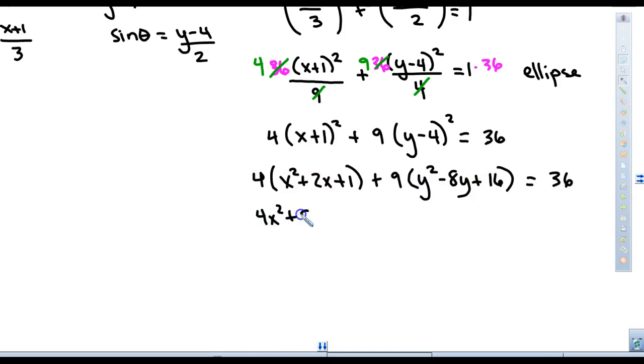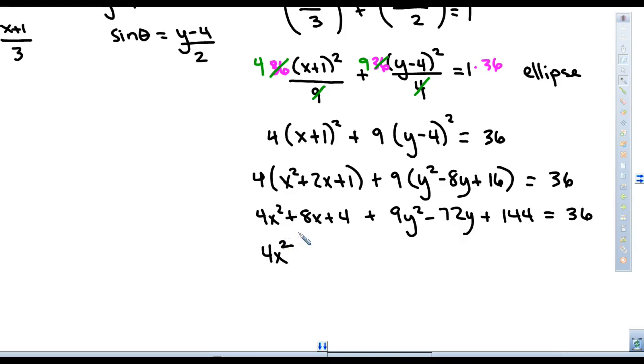4x squared plus 8x plus 4 plus 9y squared minus 72y plus 144. Is that 144? Yep, it is. Get everything set equal to 0. So I'm going to combine some like terms. I'm going to put it in general form.